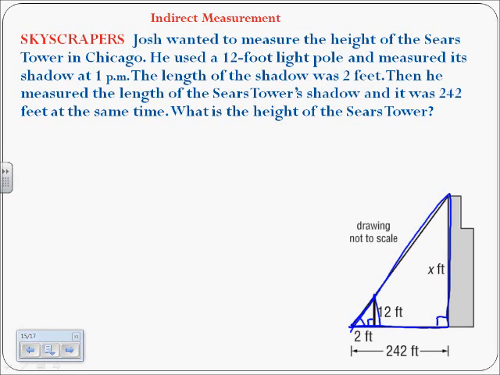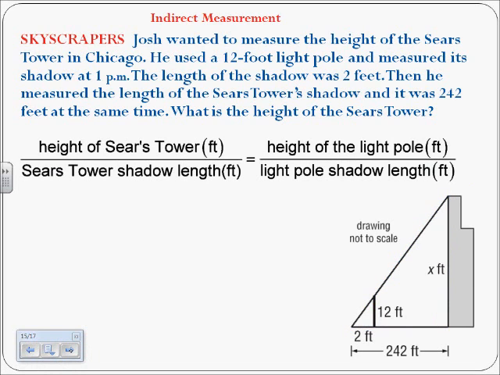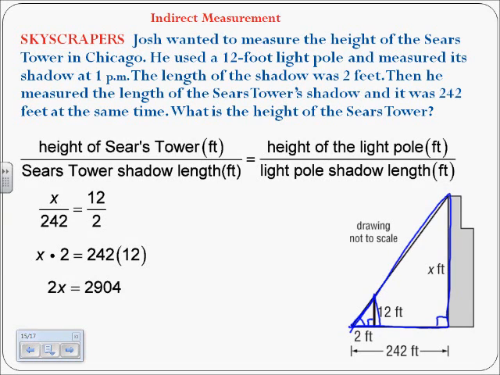Putting our proportion together, we know that the height of the Sears Tower over the length of the Sears Tower shadow is equal to the height of the light pole over the light pole shadow. Filling in the data that was given to us, we know that x over 242 is equal to 12 over 2. Cross multiply. We have then 2x is equal to 2,904. Divide by 2, and we're left with a height of the Sears Tower of 1,452 feet. Again, setting the proportion up and solving.